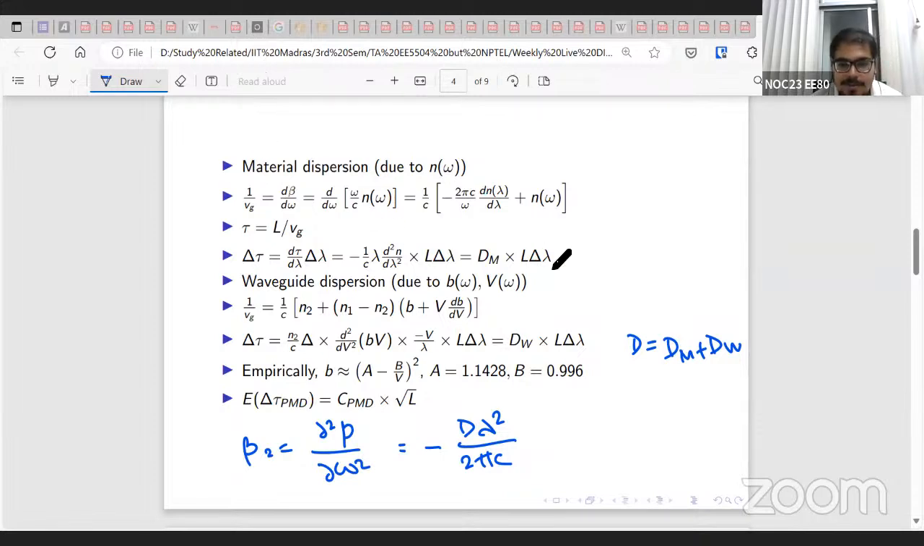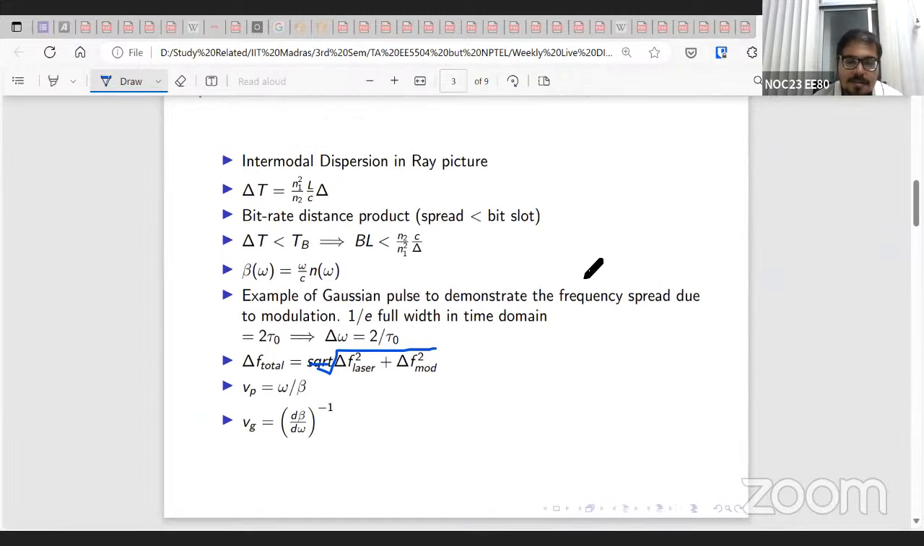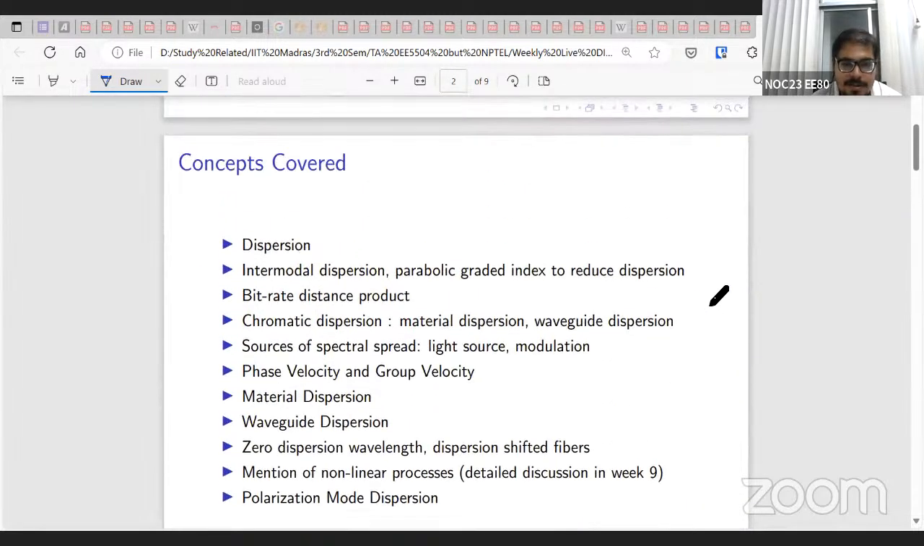Yeah, these are the equations. These are the concepts.